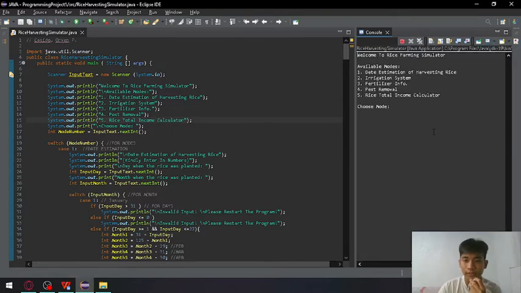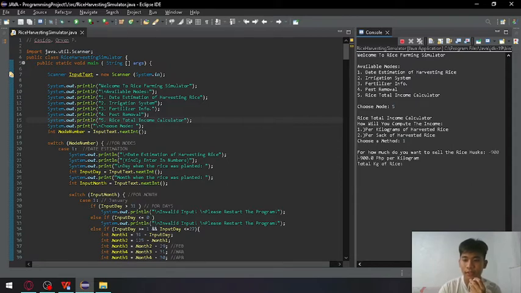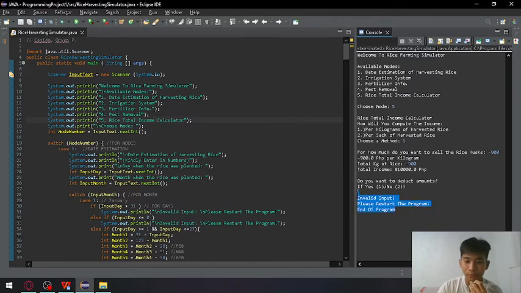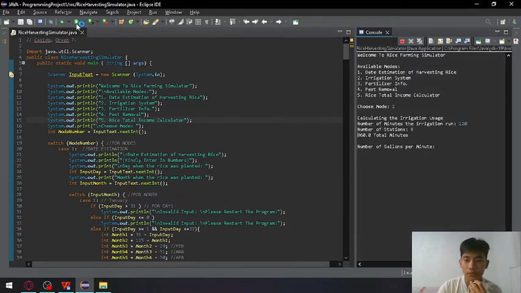Now, what if we input invalid inputs? Let's say 5. How much do we want to sell? Negative 900. Total kg of rice, say 900. It will result in invalid input, or it will again instruct us to please restart the program to run it again.